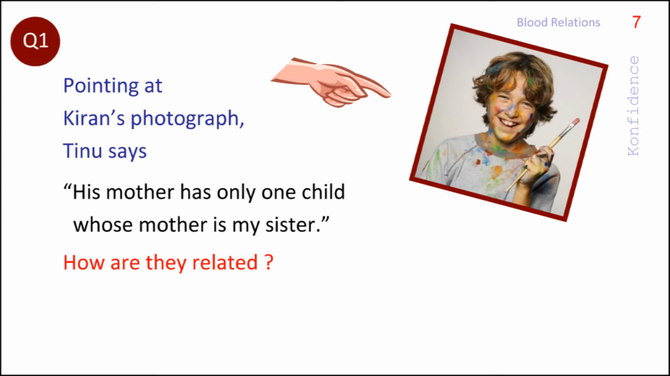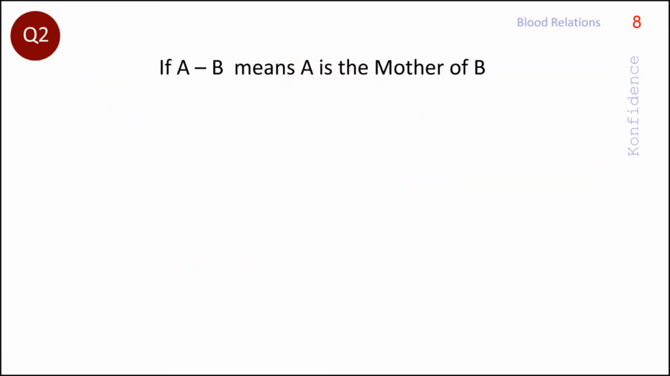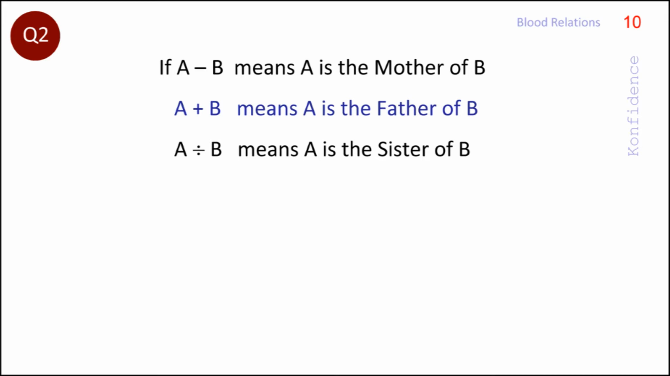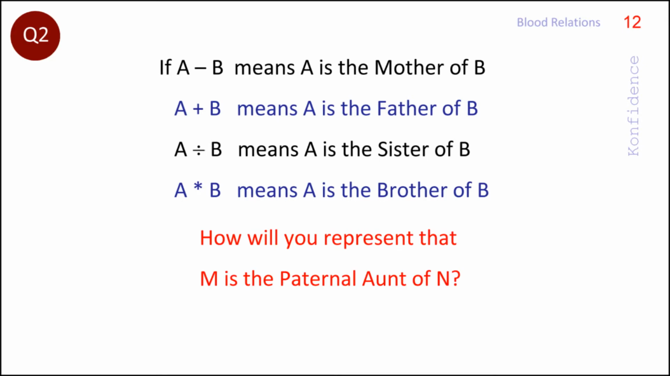Look at the slide. Pointing at Kiran's photograph, Tinu said, "His mother has only one child whose mother is my sister." Can you find the relationship between Kiran and Tinu? Look at the second question given in the slide. If A minus B means A is the mother of B, A plus B means A is the father of B, A by B means A is the sister of B, A star B means A is the brother of B, then how will you represent that M is the paternal aunt of N? We shall see how to find the answers to these questions a bit later.